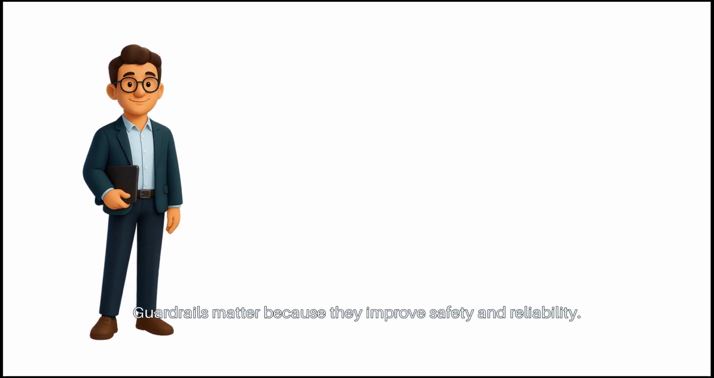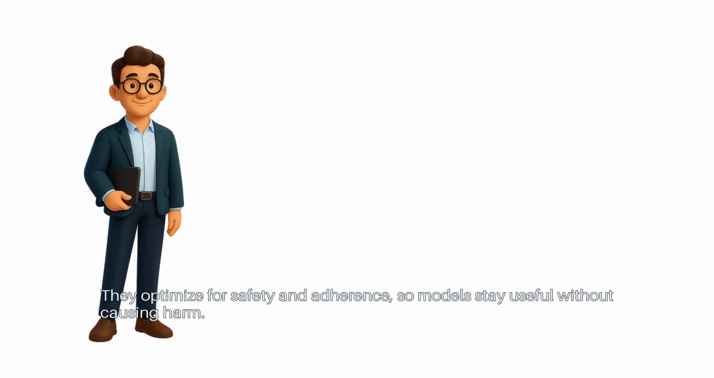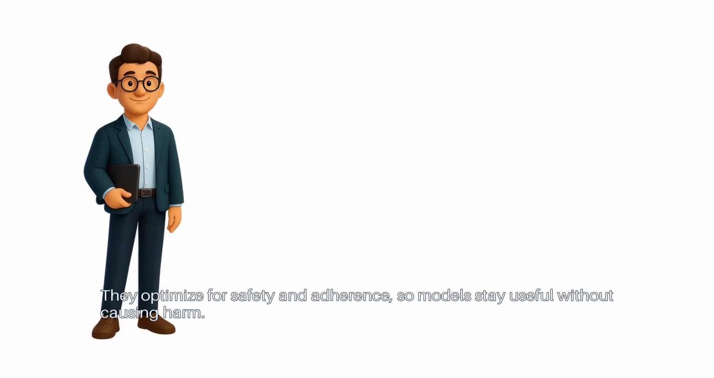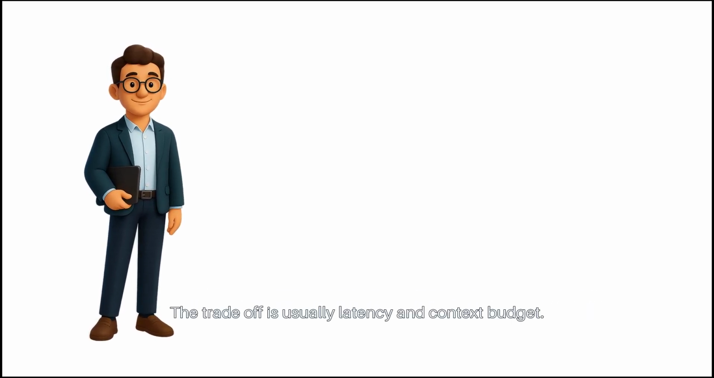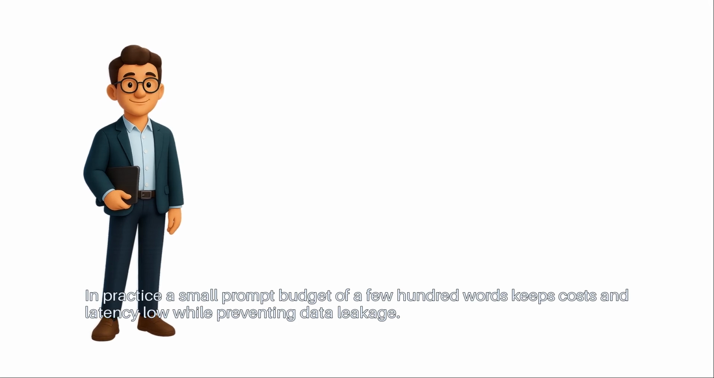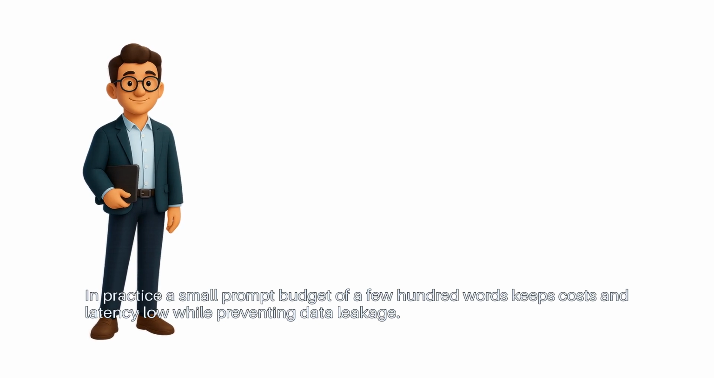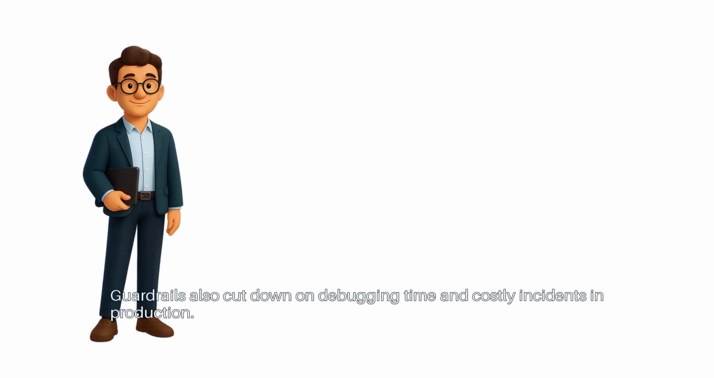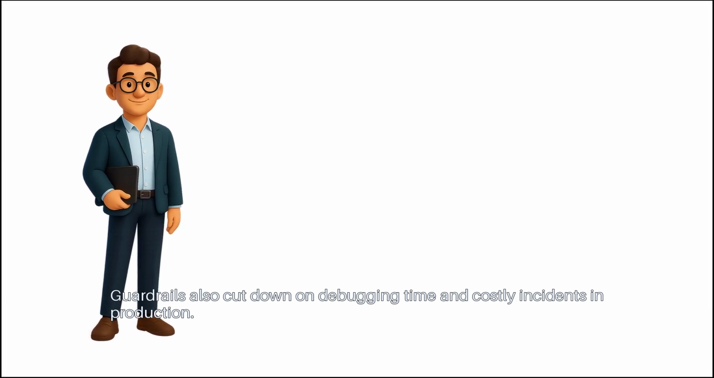Guardrails matter because they improve safety and reliability. They optimize for safety and adherence, so models stay useful without causing harm. The trade-off is usually latency and context budget. Tight guards reduce risk, but shorten the usable prompt. In practice, a small prompt budget of a few hundred words keeps costs and latency low while preventing data leakage. Guardrails also cut down on debugging time and costly incidents in production.